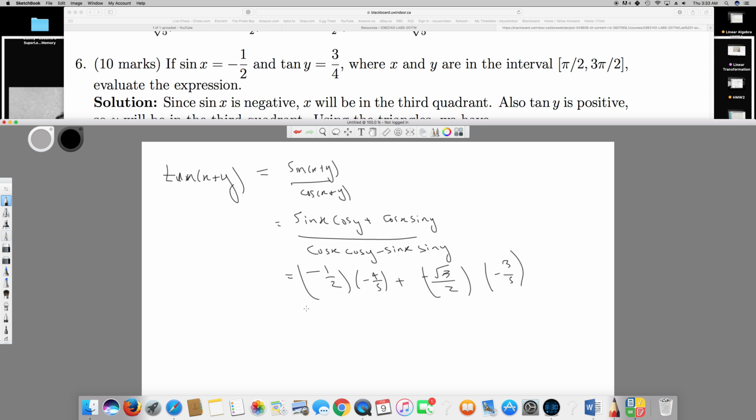So this over cos x, which is equal to minus root 3 by 2, multiplied by cos y, minus 4 over 5, minus sin x, which is equal to minus half, multiplied by sin y, which is equal to minus 3 by 5.